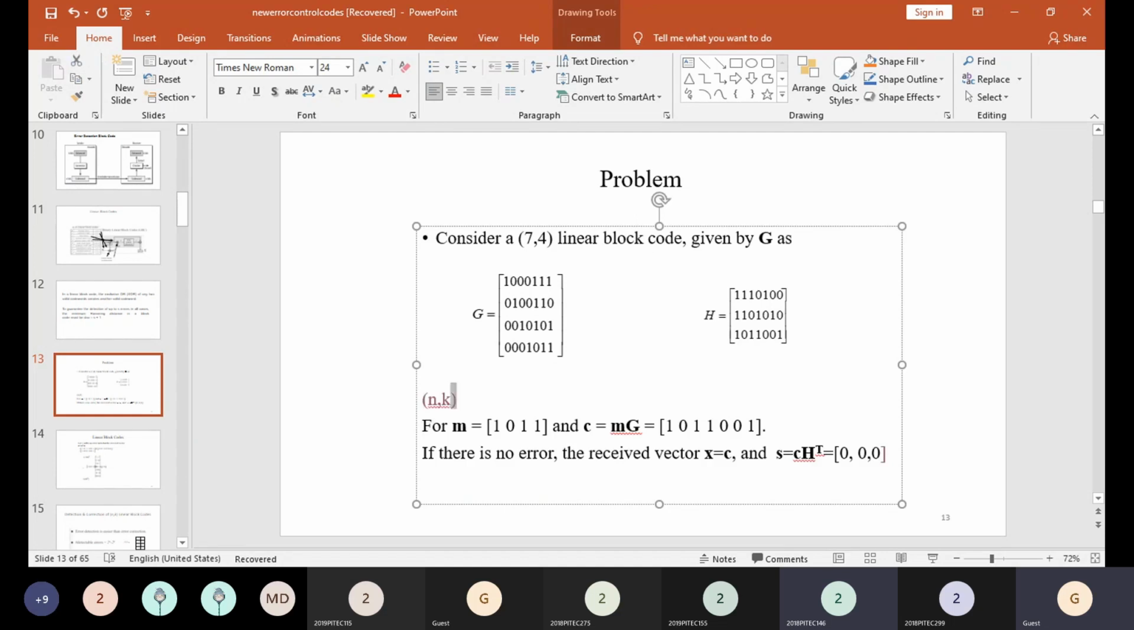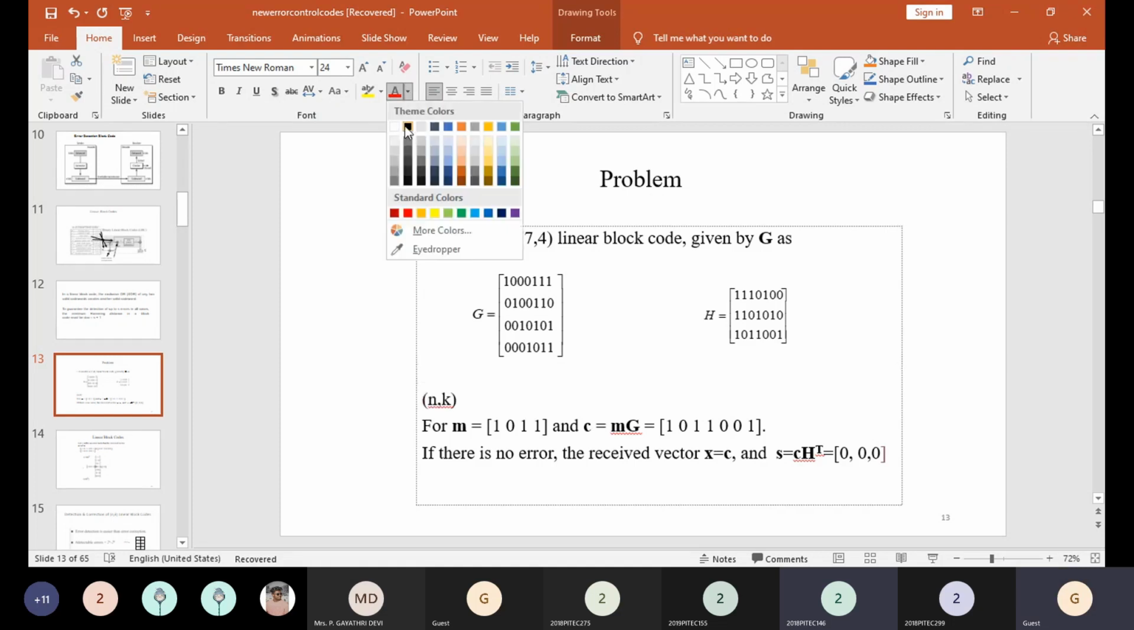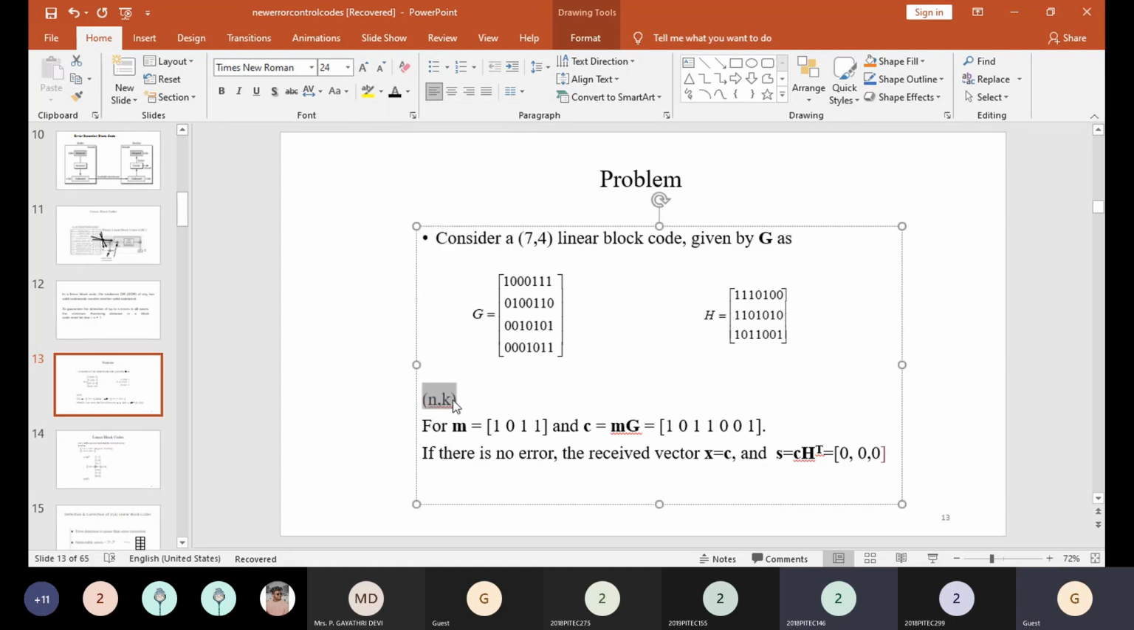So this is an n comma k code, which implies that n bits are output and k bits are the input.